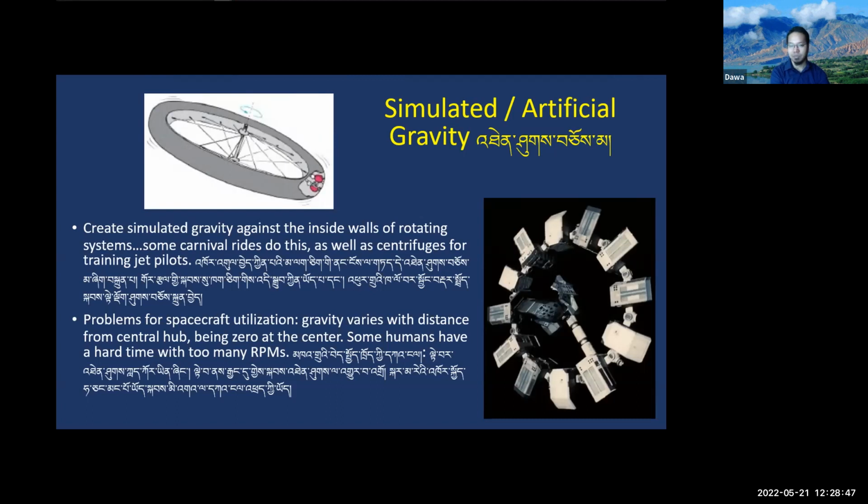If you set a system rotating and you're on the inside of that object, you would try to move in a straight line, but then the object would push against you and give you a centripetal force towards the center.